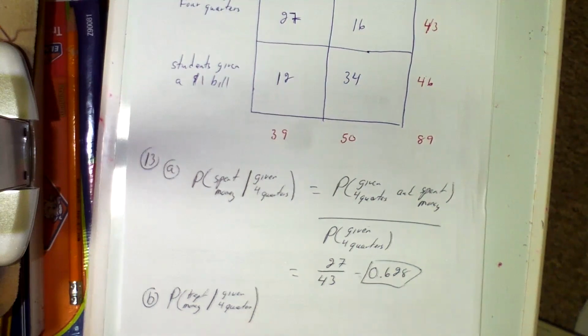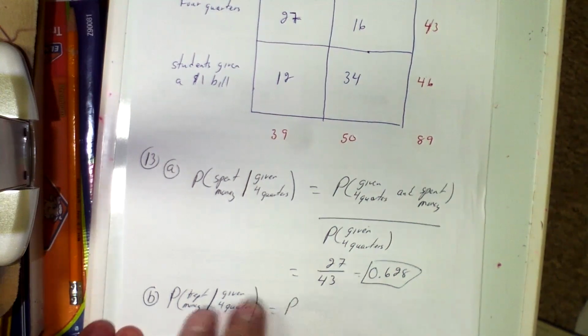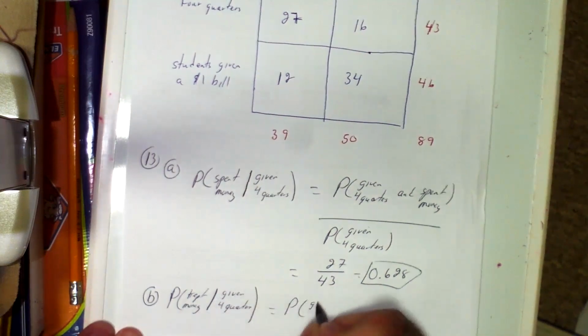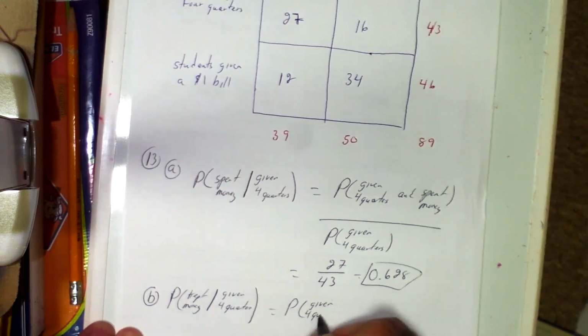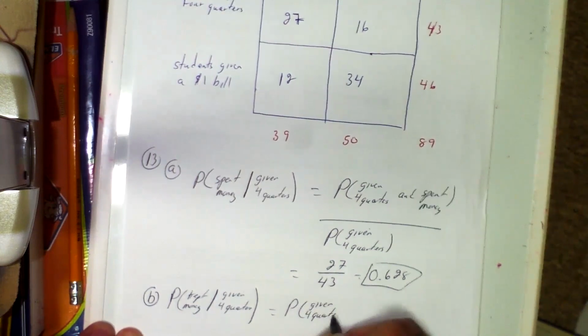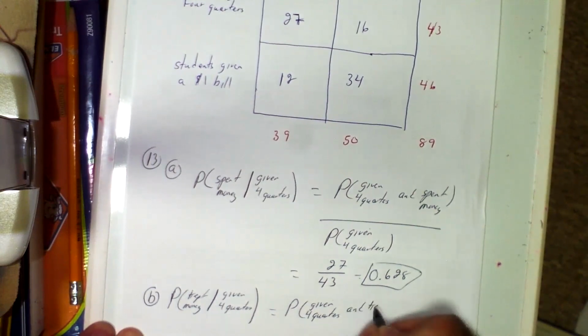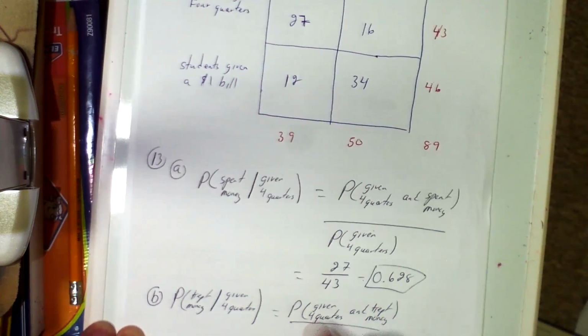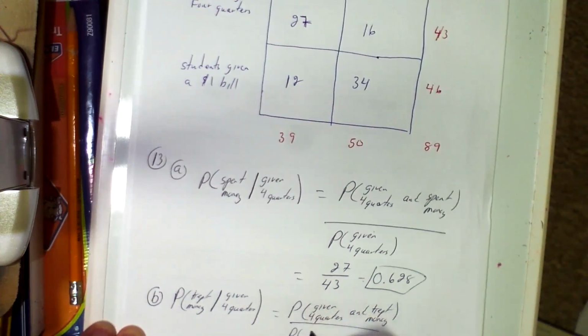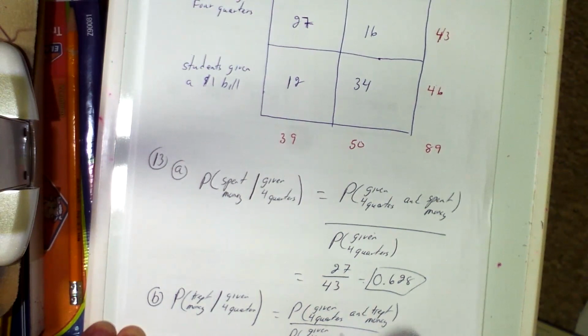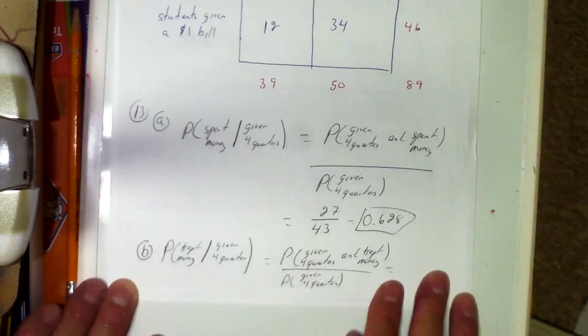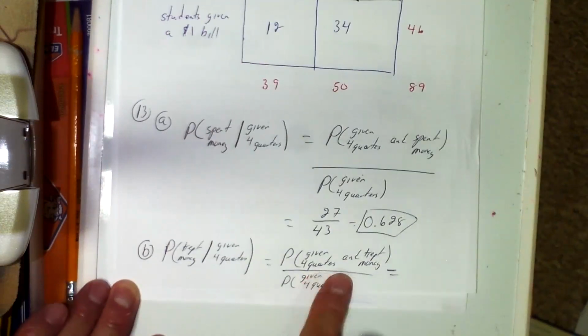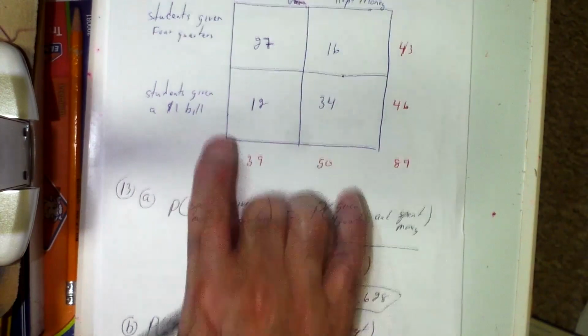All right, so I'm going to go through the motion. I'm going to swap. Given 4 quarters and kept money divided by, I'm writing down given 4 quarters. That's the first item, right? So given 4 quarters. All right. And I'm going to go through the motion again. Where does given 4 quarters and kept money intersect?